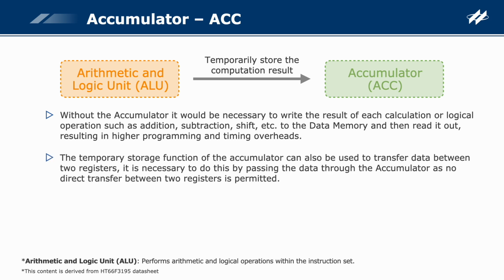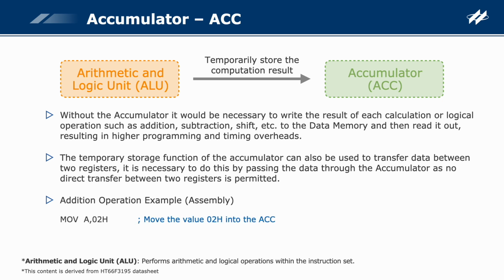The temporary storage function of the accumulator can also be used to transfer data between two registers. It is necessary to do this by passing the data through the accumulator, as no direct transfer between two registers is permitted. Let's look at an example of an addition operation. First, move the value hex 02 into the ACC. Then, add the value hex 05 to the accumulator and store the result in ACC.